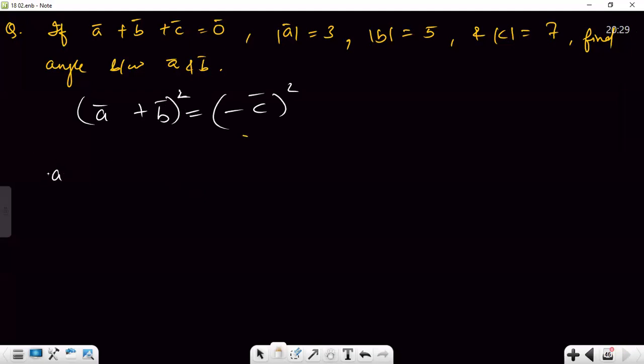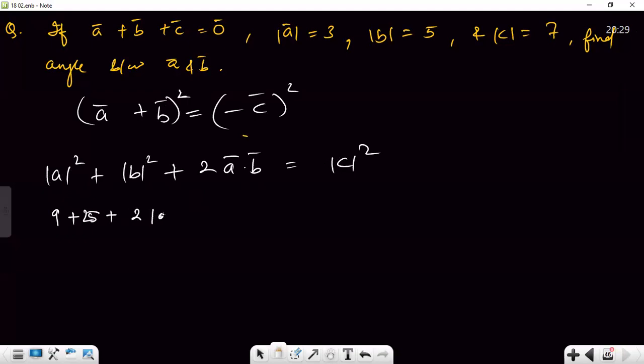A vector square is A magnitude square plus B magnitude square plus 2 into A dot B. C vector square means C magnitude square. Magnitudes are given. So this becomes 9 plus 25 plus 2 into magnitude of A, that is 3, into magnitude of B, that is 5, into cosine of theta. Theta is the angle between A and B. Magnitude of C is 7, so this becomes 49. 9 plus 25 becomes 34. 34 minus 49 becomes minus 15, I guess.